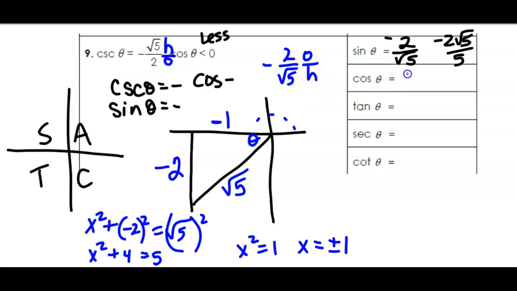So cosine is adjacent over hypotenuse, or negative square root of 5 over 5. Tangent is opposite over adjacent, which would be negative 2 over negative 1, or just 2, which makes cotangent 1/2. And secant is just the flip of cosine. So if we flip that right here before we rationalized it, we just get negative square root of 5. All right, so I finished that one for you.